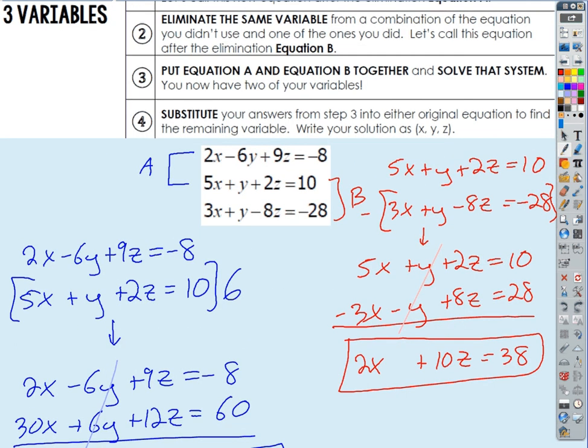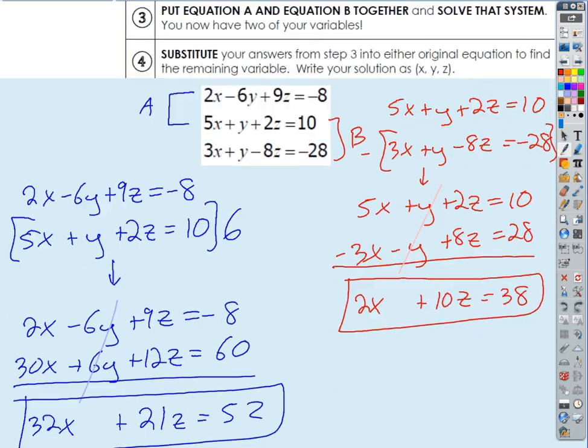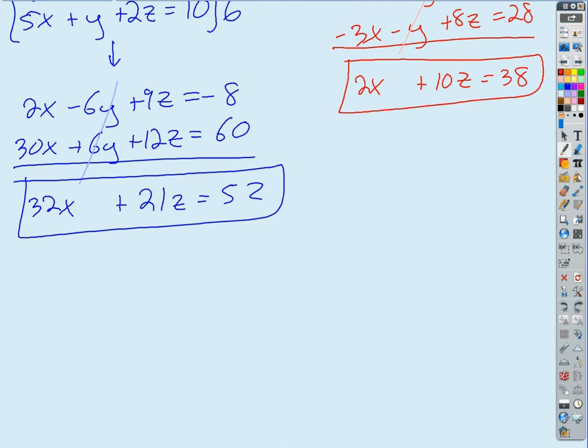Just plug it into any one of those equations and find z, right? Wait, are you doing elimination? Can you finish it out? Yeah, we're going to.